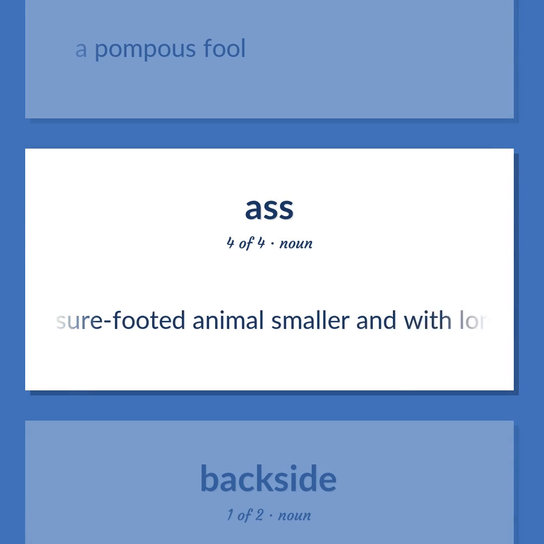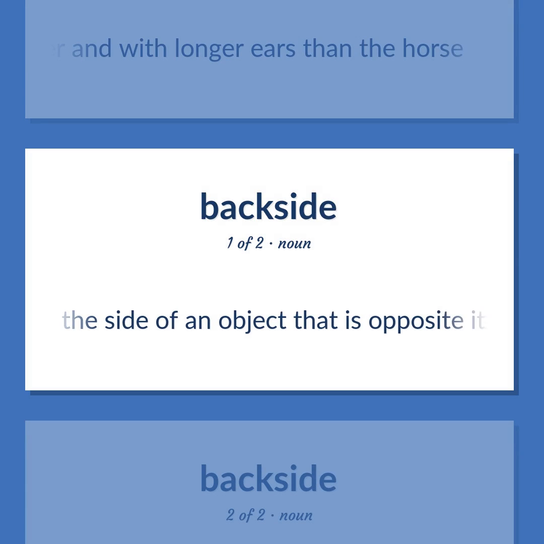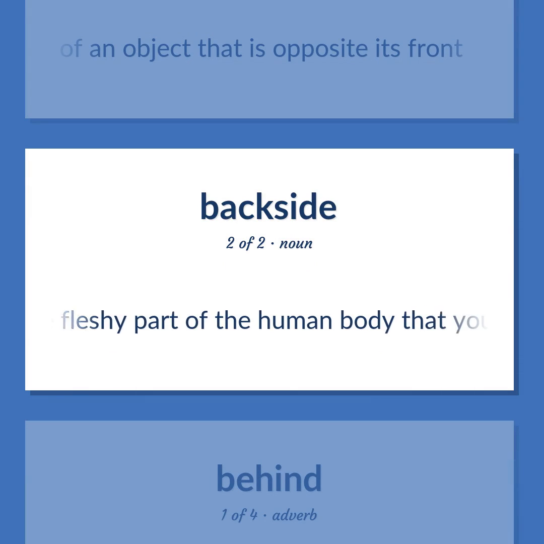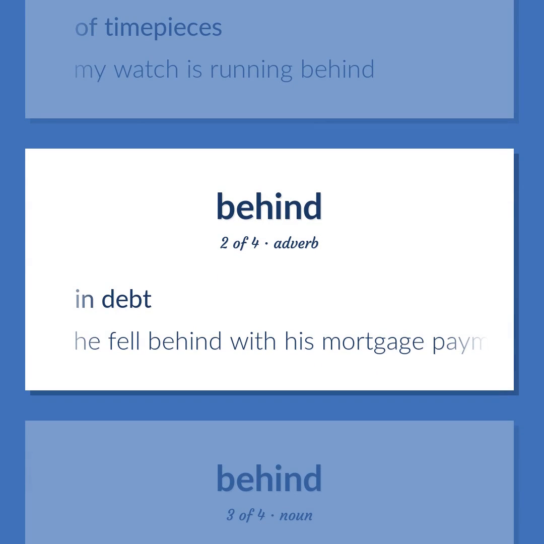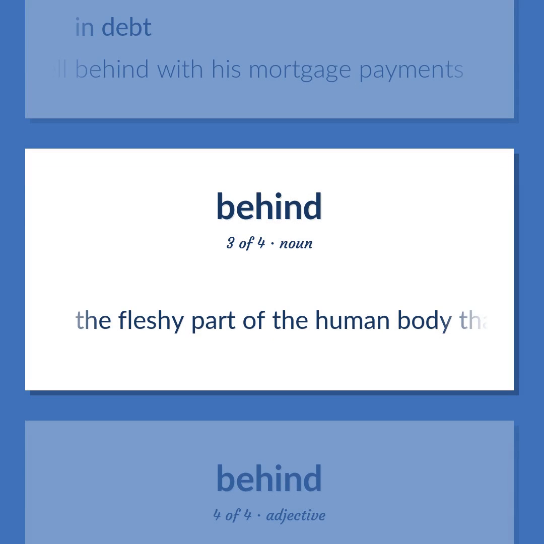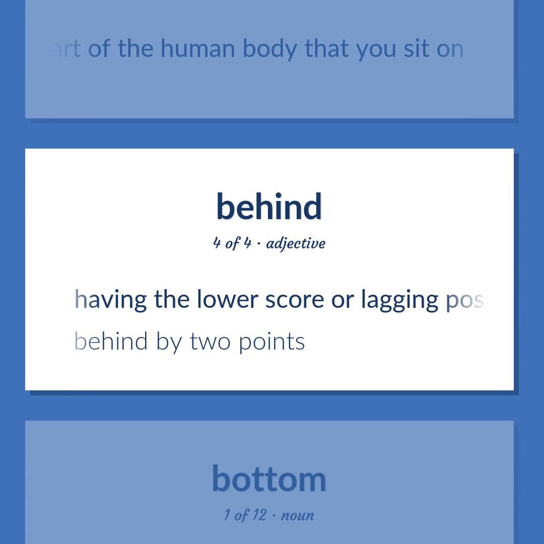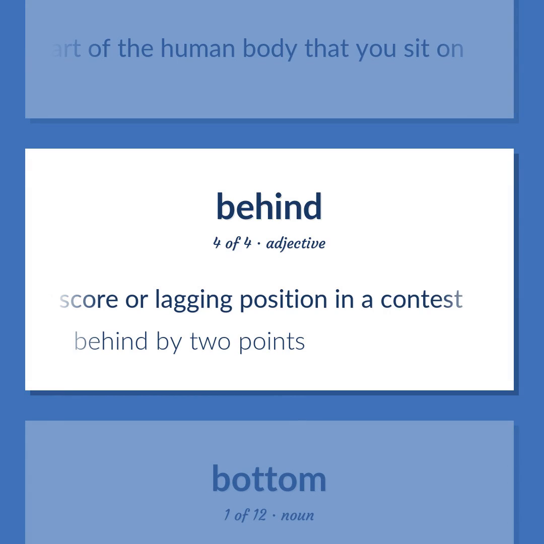Hardy and sure-footed animal, smaller and with longer ears than the horse. The side of an object that is opposite its front. Of timepieces. My watch is running behind. In debt. He fell behind with his mortgage payments. Having the lower score or lagging position in a contest. Behind by 2 points.